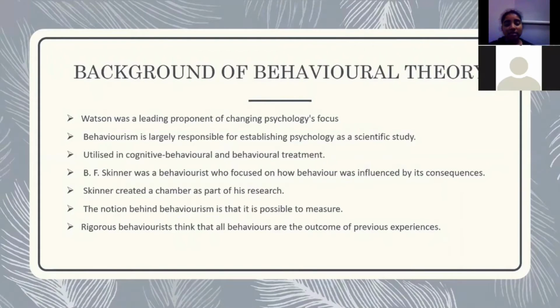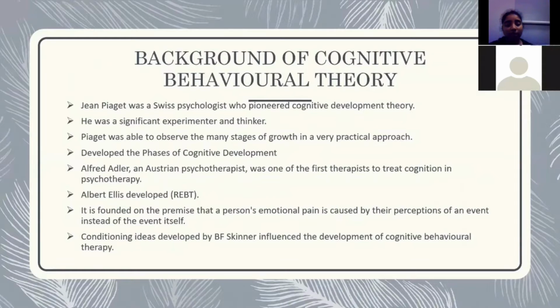Next slide, please. The next one will be the background of cognitive behavioral theory. Jean William Fritz Piaget, also known as Jean Piaget, was a Swiss psychologist who pioneered cognitive developmental theory. Moreover, in the fields of developmental psychology and the study of human intelligence, he was a significant experimenter and thinker. Piaget was the father of 3 children, 2 daughters and a son. He spent his time with his children while also keeping track of their development. He was able to comprehend the stages of child growth as a result of this.